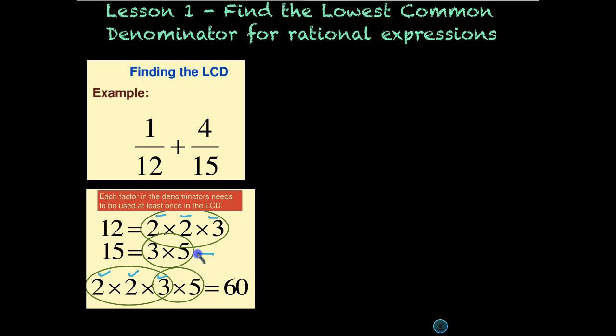Then we would look at the next number that we factored, and we would see what we don't already have, and we would include that. Well, we already have the 3, so we don't need to put another 3 in there, but we do not have a 5, so we would need to add a 5 down here to find our lowest common denominator. So what is the result? We have 2 times 2 times 3 times 5, which gives us a lowest common denominator of 60.